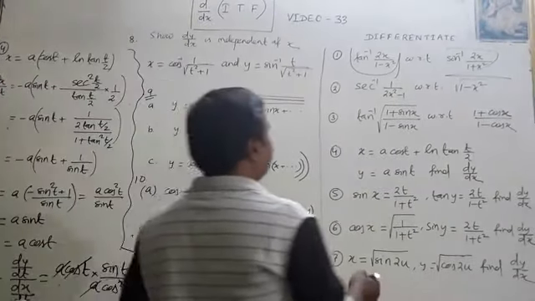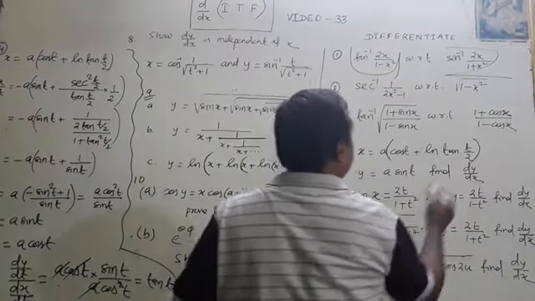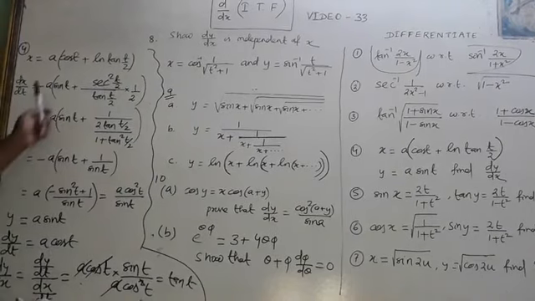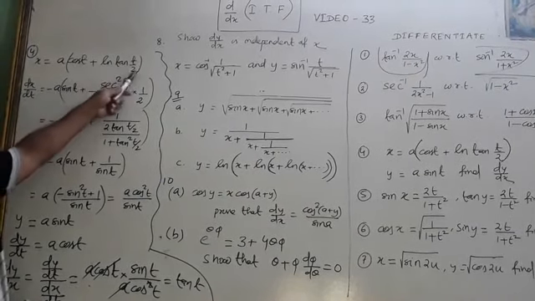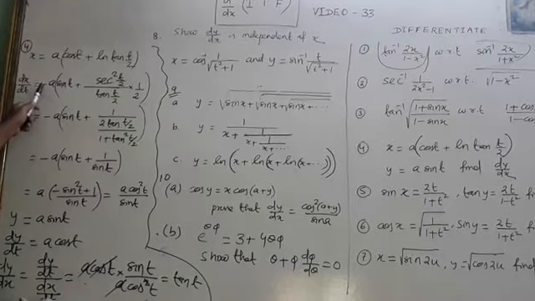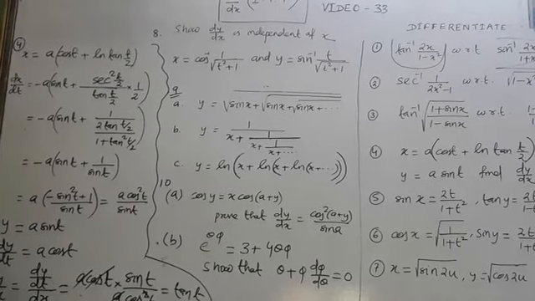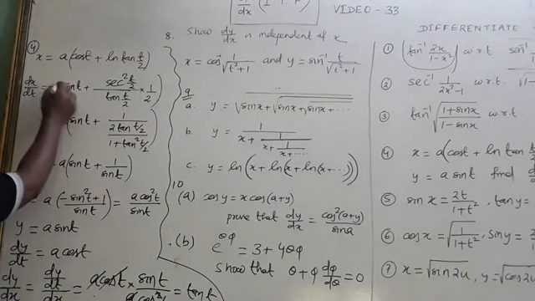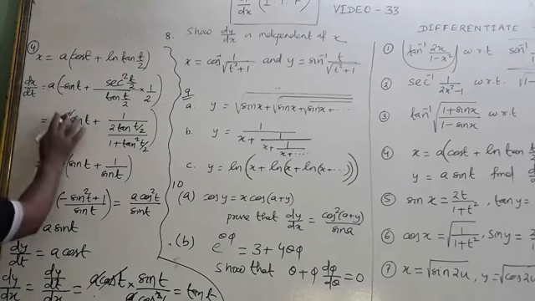Mistakenly I have also forgotten x. Take a bracket of this. Now look at this problem. x is very simple. x is equal to a into cos t plus log tan t by 2. dx by dt, I am taking here what? Okay, it's a mistake. Minus a, derivative of cos t is minus sin t.